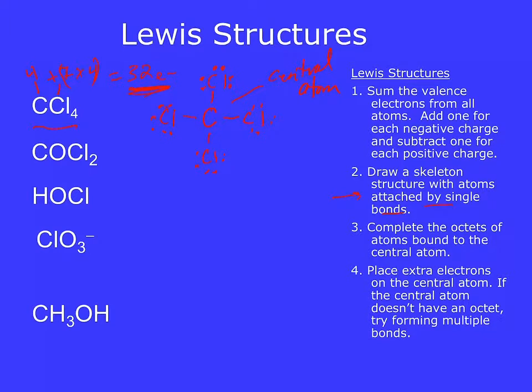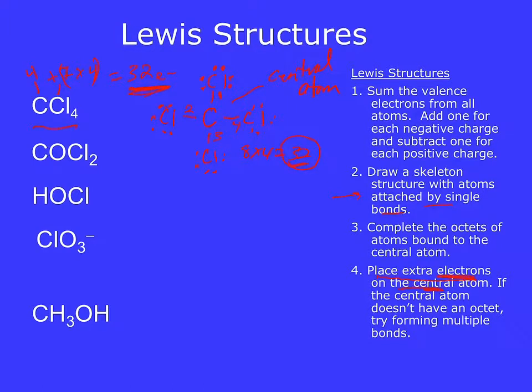Okay, so there are 8 electrons on each of the chlorines, and now we need to count. The last rule says place extra electrons on the central atom, so let's see if we have any left over. If I count on each chlorine, this first one has 8, this is chlorine number 2, and this is number 3 and number 4. It looks like we have 8 on each, so 8 times 4 gives us our 32 electrons. Notice that that matches our total. We are not going to put any more electrons on this structure.